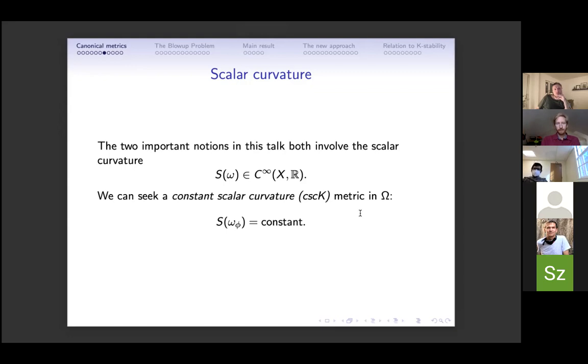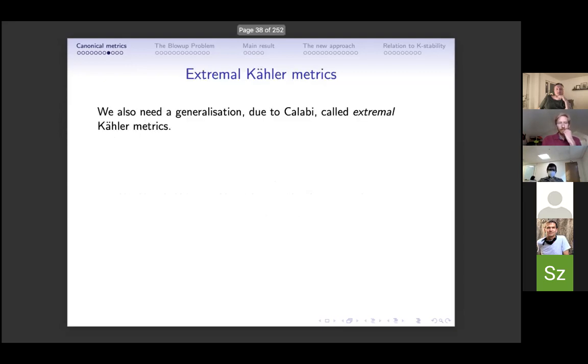Normally, when I talk about this sort of stuff, I would usually just focus on these metrics. But for what I'm saying today, it's kind of important to include a more general type of metric than constant scalar curvature ones. And these are the ones featuring in the title, so extremal Kähler metrics. So these are due to Calabi in the 80s, and they can be defined as follows.